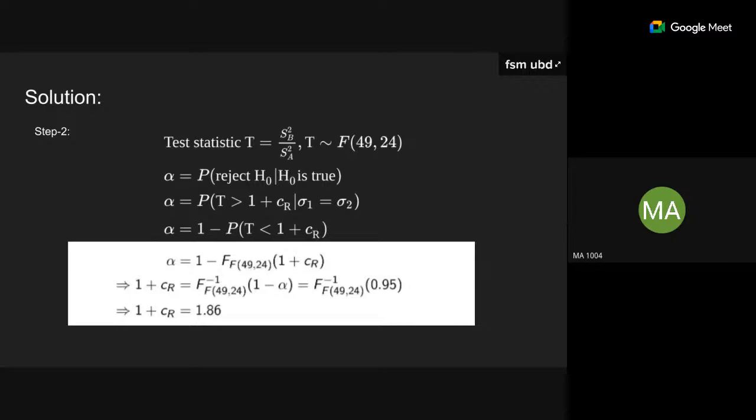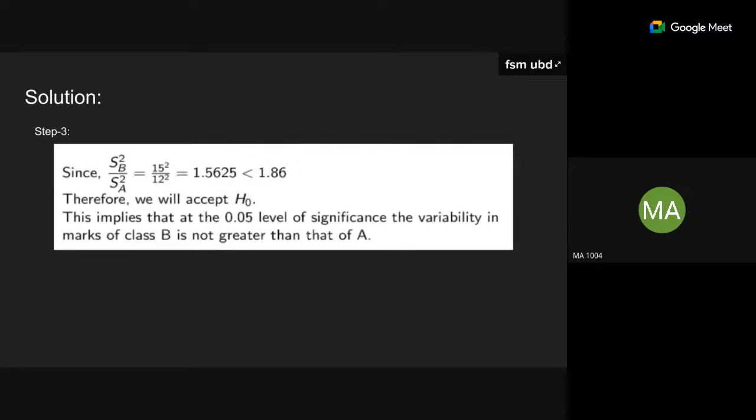Now you can see the ratio between the sample variances, the critical value we got is 1.86. So the ratio shouldn't be greater than 1.86. But if you compute the ratio given in the question, the sample variances are given as 15 square by 12 square. It is coming out to be 1.5625. So the test statistic value is 1.56, and the critical value which we got is 1.86. So the test statistic is less than the critical value. Therefore, we will accept the null.